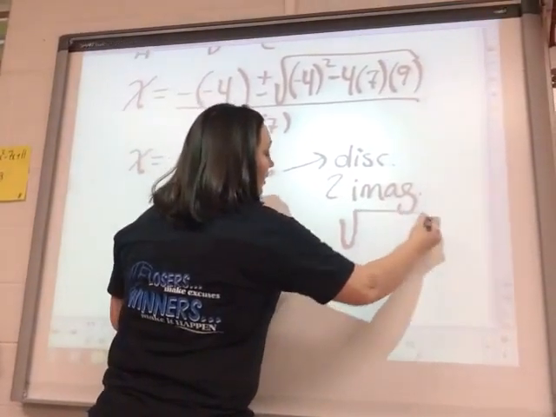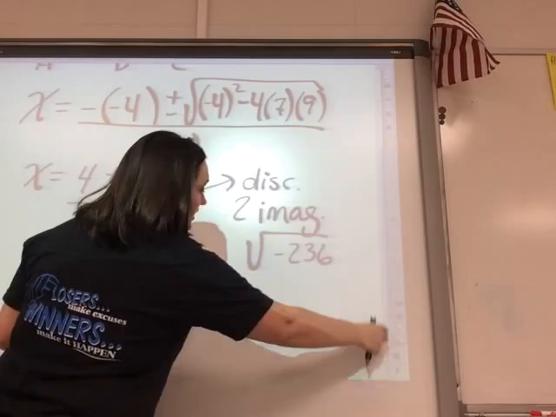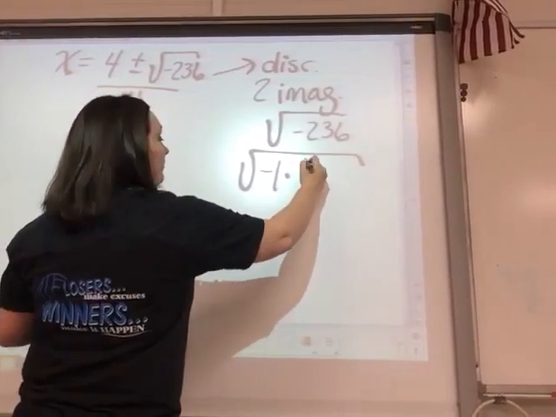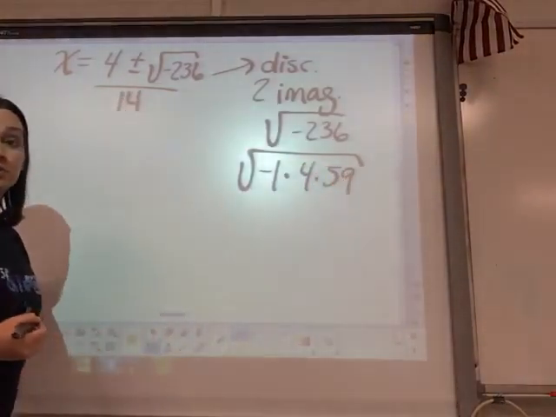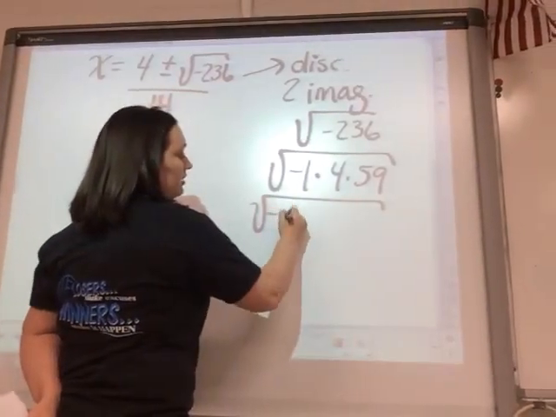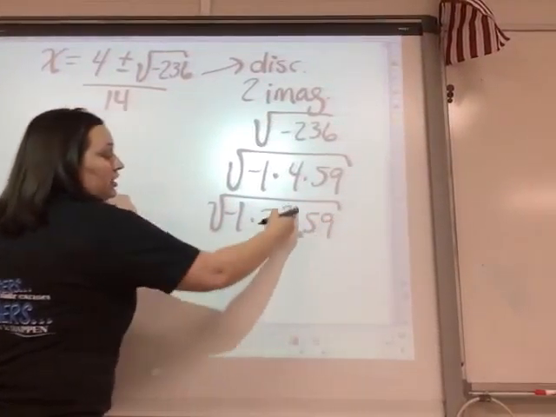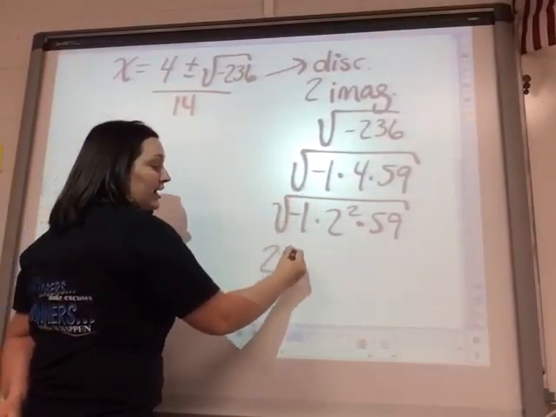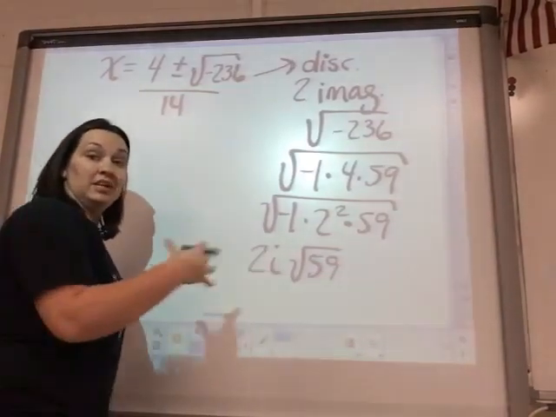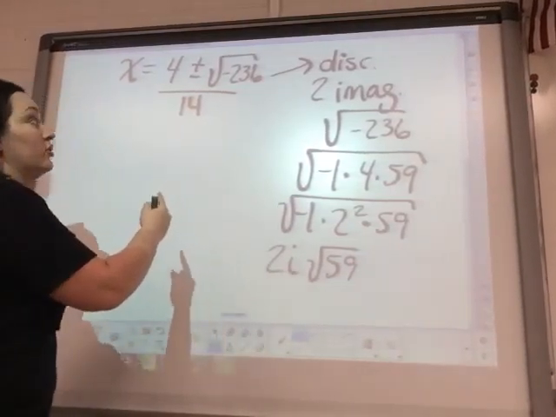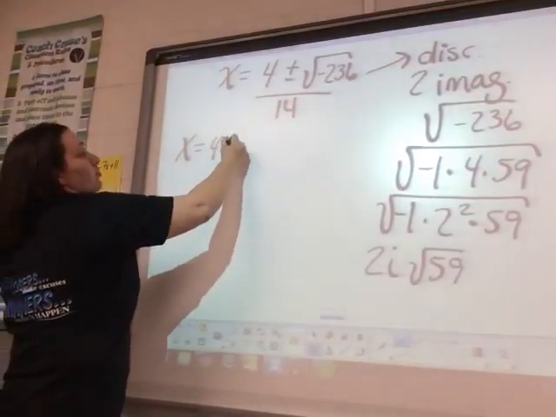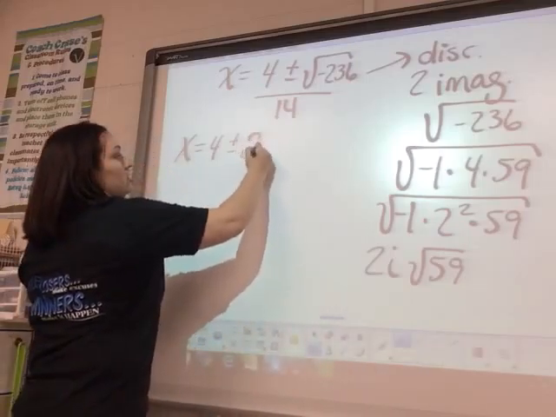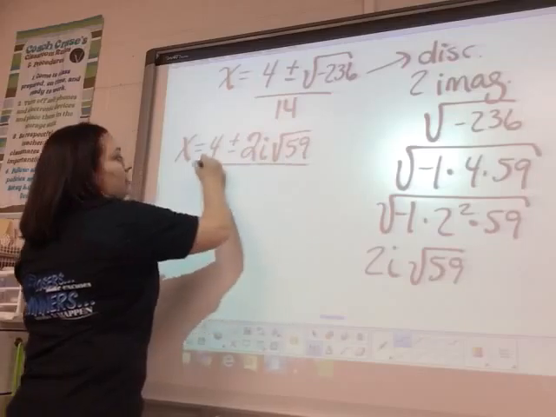If I want to reduce radical negative 236, remember I have to find the perfect square that goes into 236. It happens to be 4, 59 times. So I'm going to reduce this: negative 1 times 2 squared times 59. The 2 squared, again, the square and the square root cancel. You get 2. The negative 1, that's your i that comes out. The 59 has to stay on the inside. Let's use this in your formula. 4 plus or minus, instead of your radical, 2i radical 59 over 14.